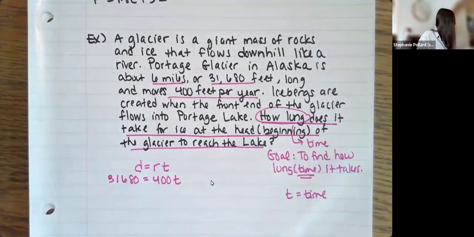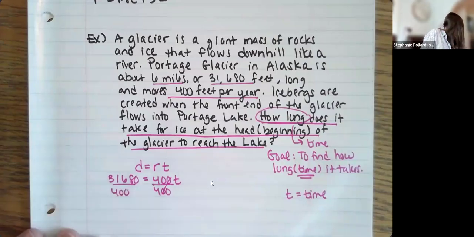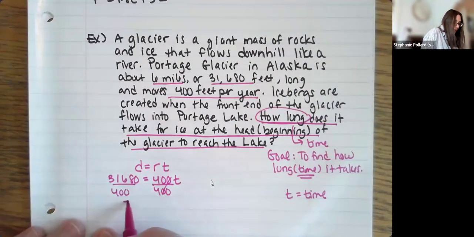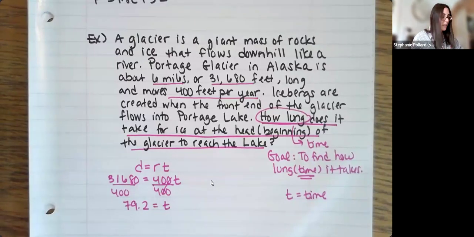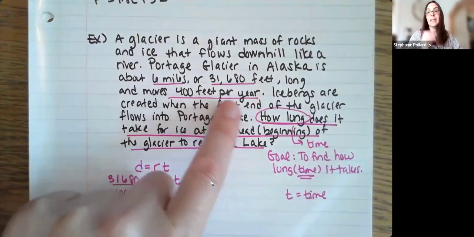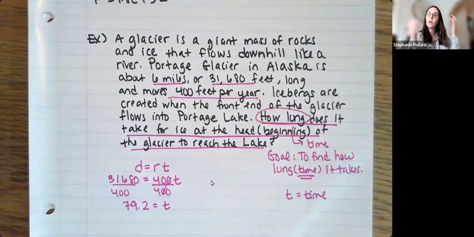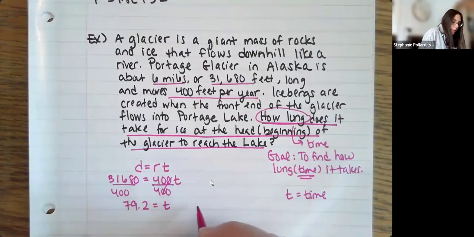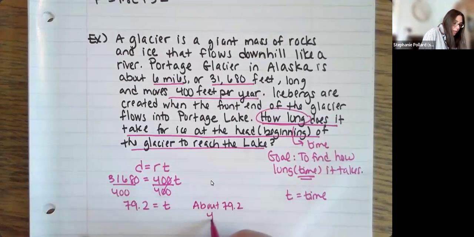I'm going to go ahead and divide both sides by 400. And when I do this, I get 79.2 for the time. Now think about this. Our rate was feet per year. So the time must be in years here. So again, your units should match throughout an equation. So you do want to be really careful about that. So our answer here would be about 79.2 years.